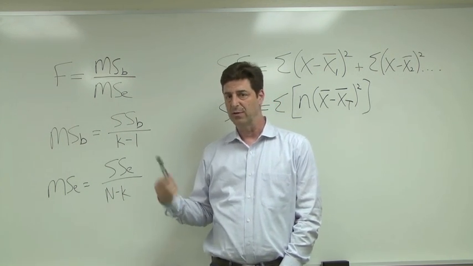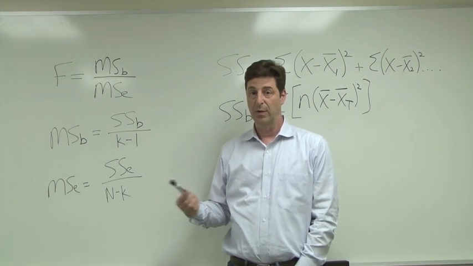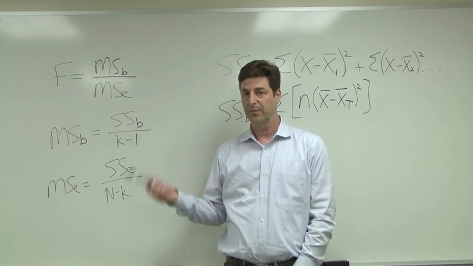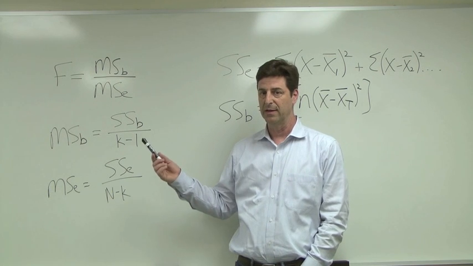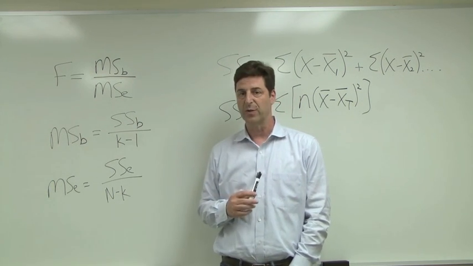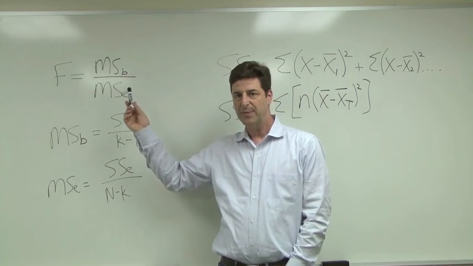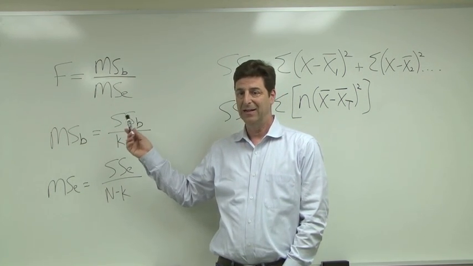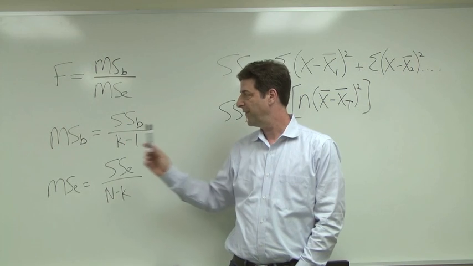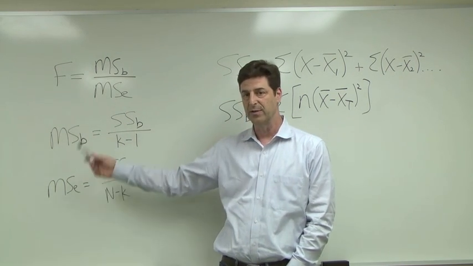Sometimes the mean squares error is referred to as the mean squares within groups, or the MSW. But in my book, in this example, we'll call it the mean squares error, or the MSE. So how do we get the MSB and the MSE? To find those, that's what these two formulas are for.